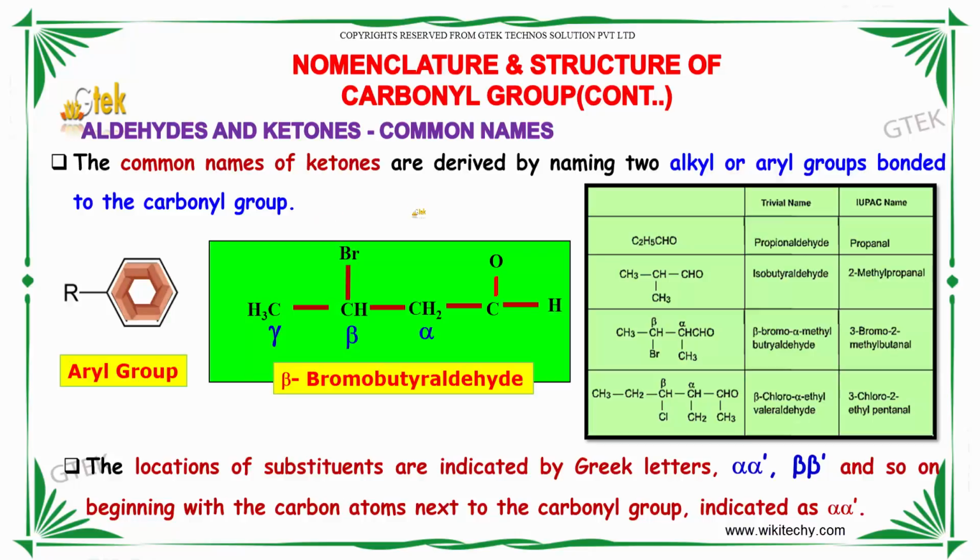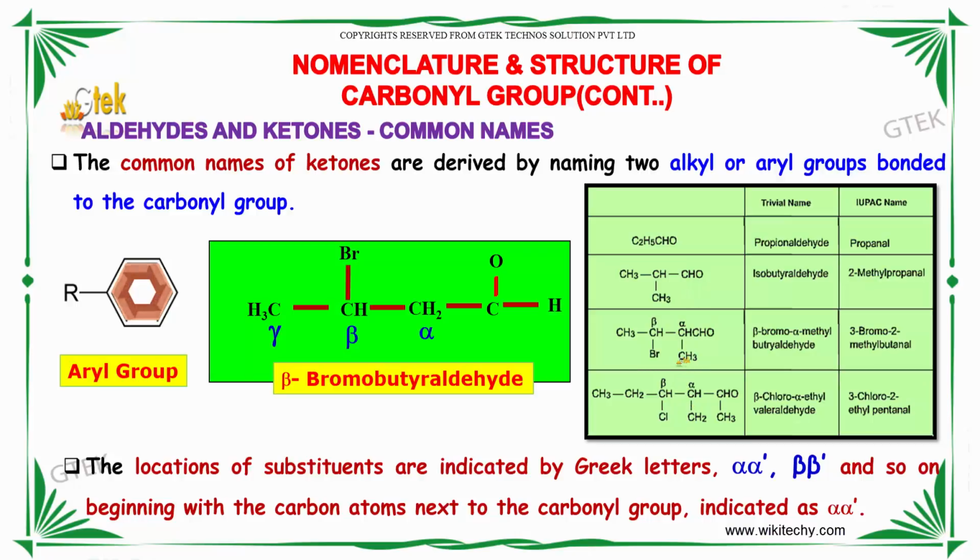The common names of ketones are derived by naming two alkyl or aryl groups bonded to the same carbonyl group. The locations of substituents are indicated by Greek letters alpha, alpha dash, beta, beta dash, and so on, beginning with the carbon atoms next to the carbonyl group. For example, we know propanal. Its trivial name is propionaldehyde. Similarly, 2-methyl propanal is known as isobutyraldehyde.